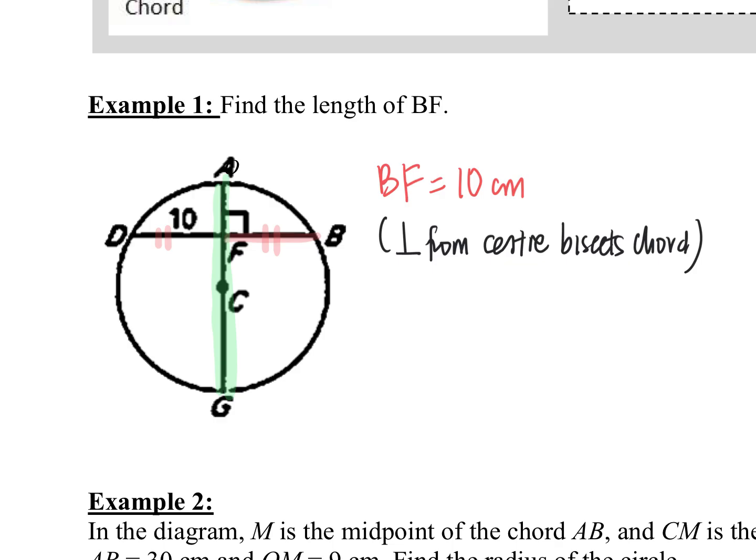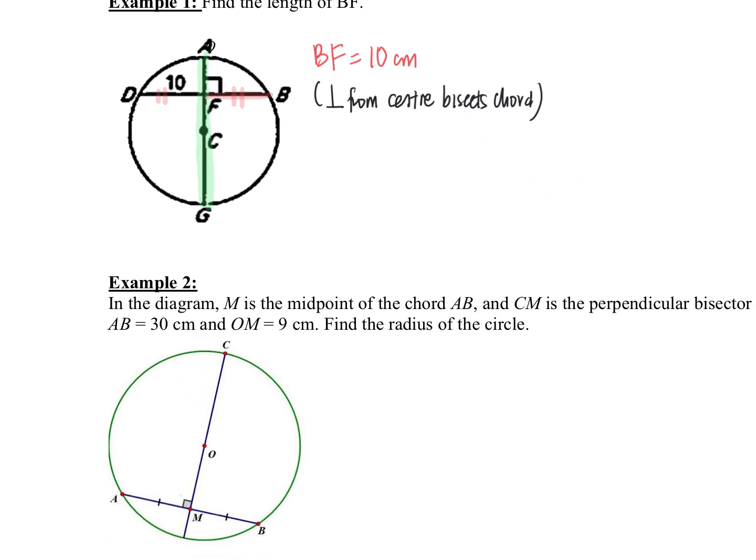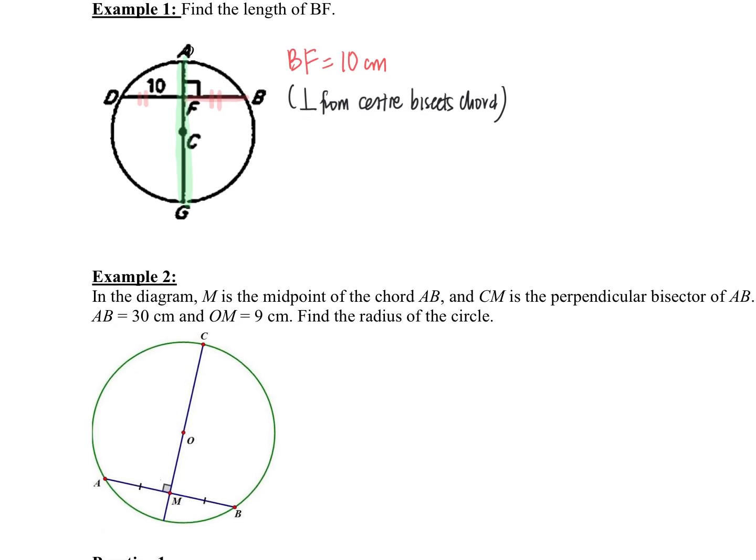So this is your property 2. The 1, 2, 3 don't matter. You just need to remember the reasoning. Okay, what about the second one? They say M is the midpoint of the chord AB and CM is a perpendicular bisector of the chord AB. So you have a perpendicular bisector here. Find the radius of the circle.